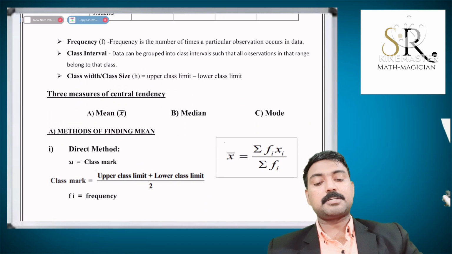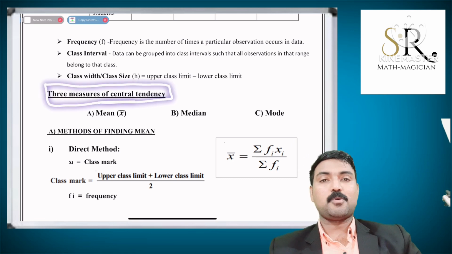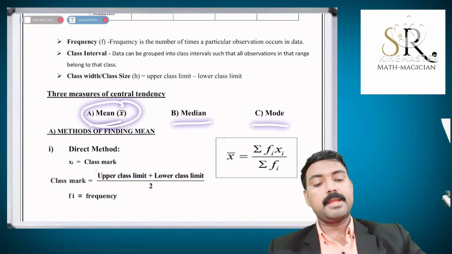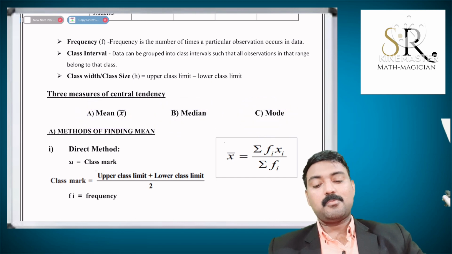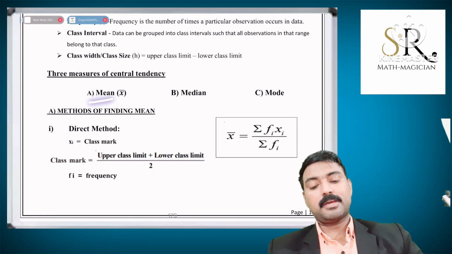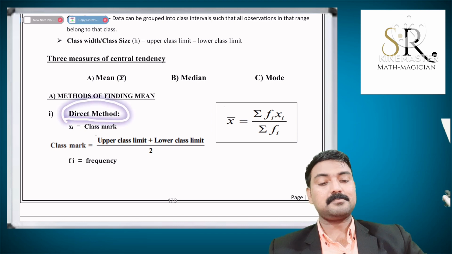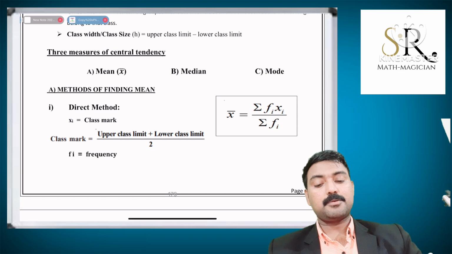Now there are 3 measures of central tendency. Central tendency means middle value or average. So there are 3 kinds of measures of central tendency, which are mean, median, and mode. The first one is mean. We can find arithmetic mean in 3 methods. One is known as the direct method, and in the direct method we have to know the class mark.